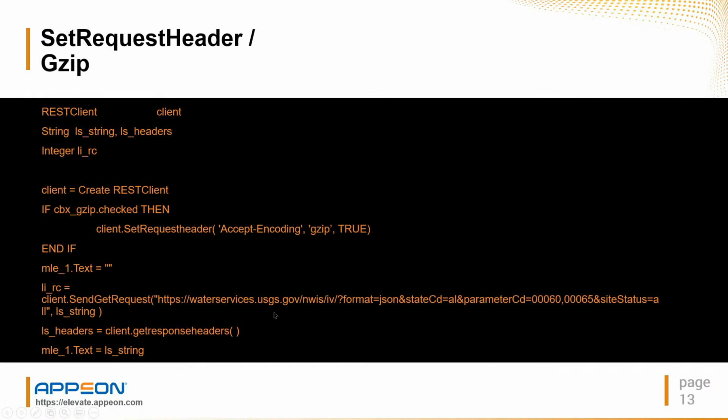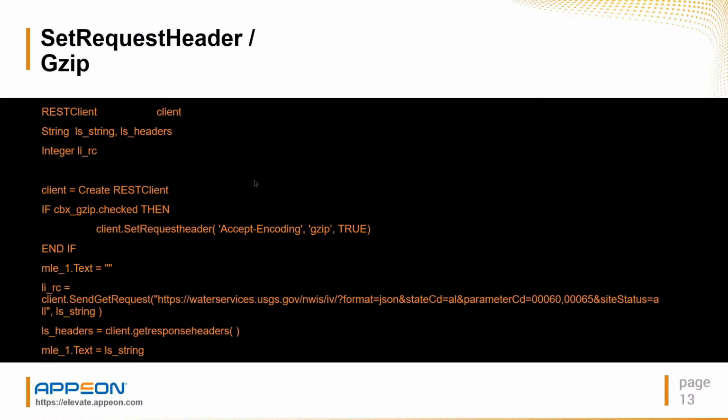So this is an example, some sample code, and this is part of the demo here, where I'm calling the water services REST service of USGS, which is a big block of data. And I toggle between whether or not this header is set, which tells the service to put it in Gzip or not. What this primarily does, by compressing the data, is it transfers faster, but then it has to be encoded on the server side and decoded on the client side.